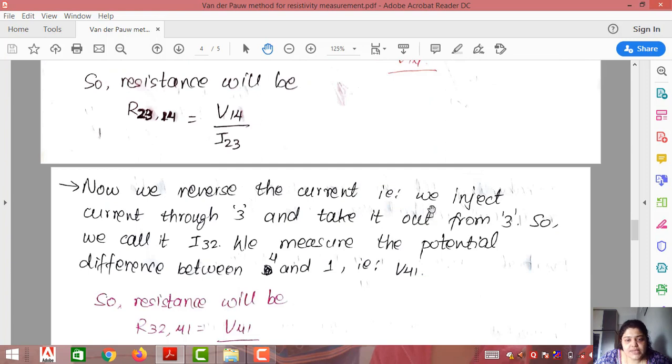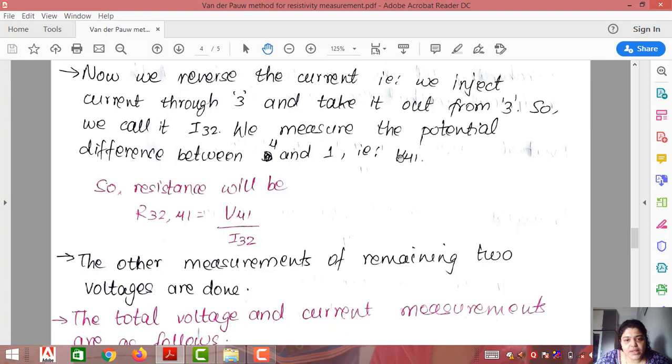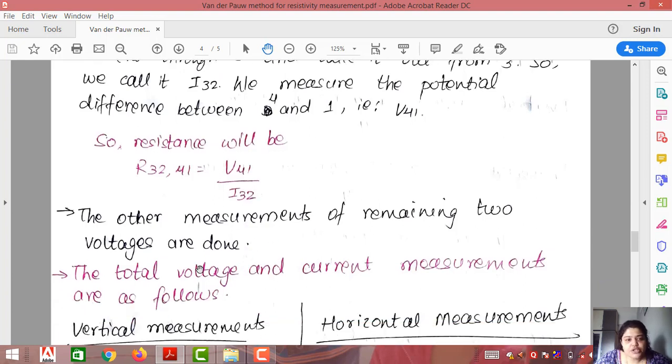So now we reverse the current, that is we inject the current through 3 and take it out from 2. So we call it current I32. We measure the potential difference between 4 and 1, that is V41. So the resistance will be R3241 is equal to V41 upon I32. The other measurements of the remaining two voltages are also done in a similar manner.